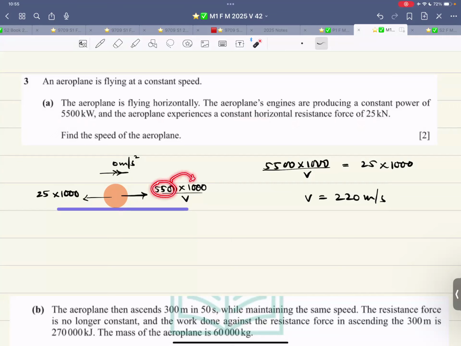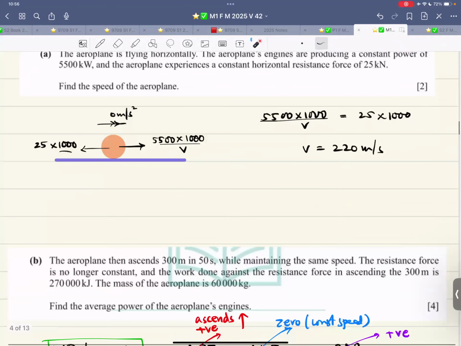This is power converted from kilowatts into watts divided by velocity. That is the force forward. So the force forward is power divided by speed. And this is the resistive force, again converted into newtons. And then you say that it's an equilibrium. The forward and the backward force are the same. The resultant force is zero, equilibrium in that sense. So therefore, this thing equals this. You find the value of V.